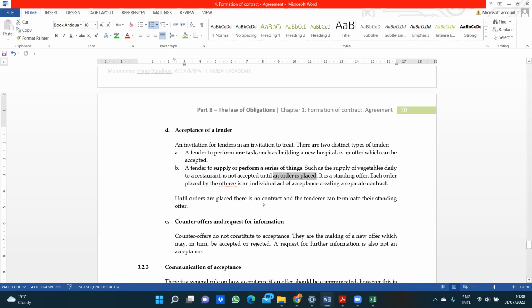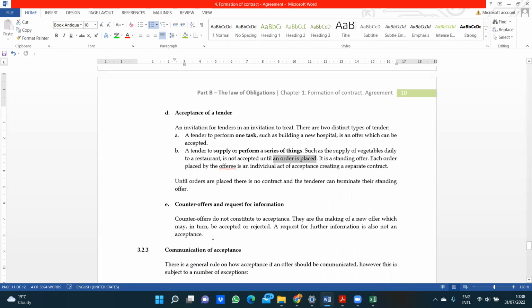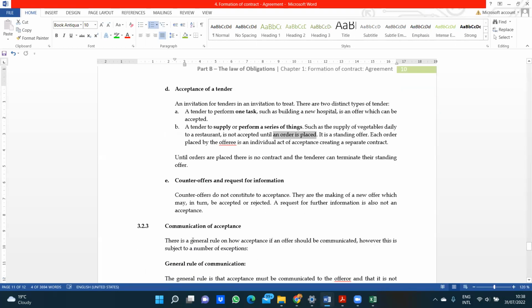Until orders are placed, there is no contract, and the tenderer can terminate the standing offer. If there is no order, there is no contract. Cross offers or requests for information: cross offers do not constitute acceptance. They are making a new offer which may in turn be accepted or rejected. A request for further information is not an acceptance.